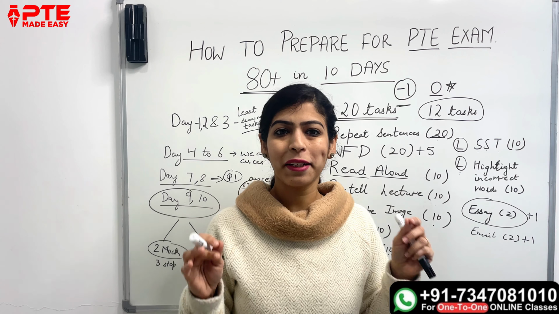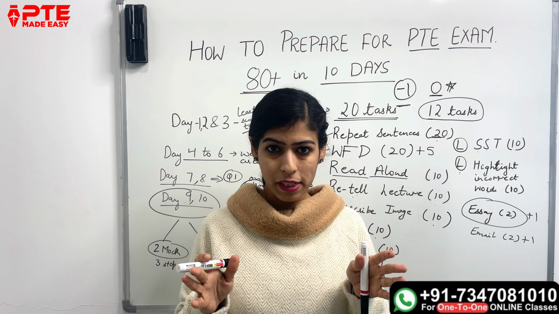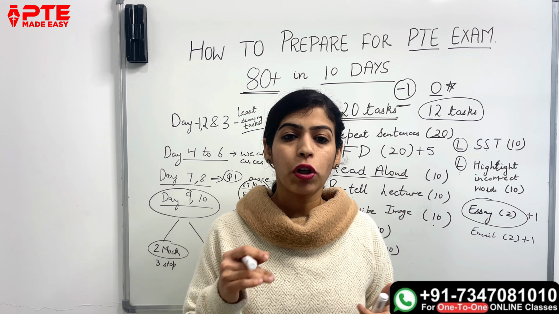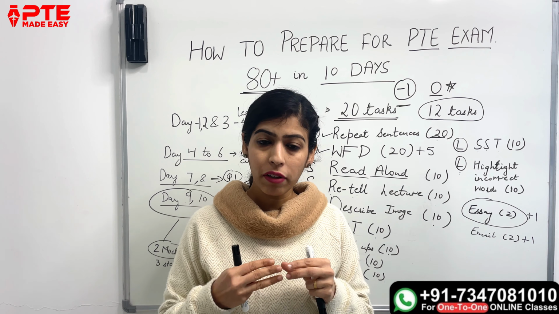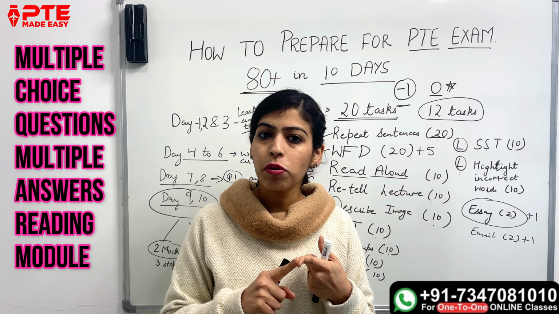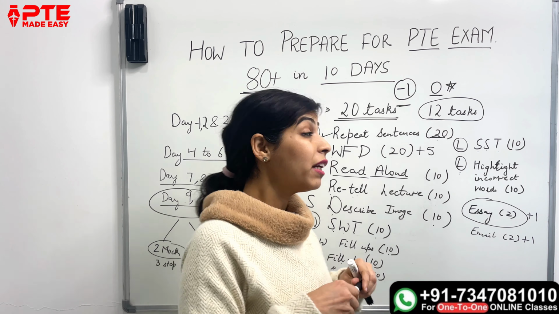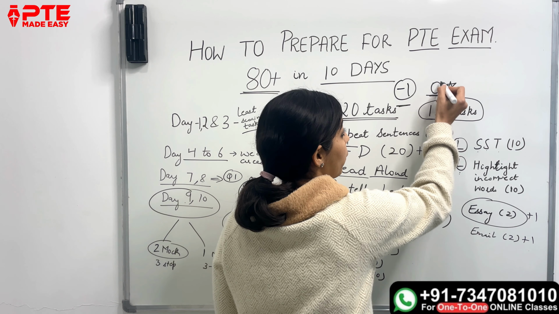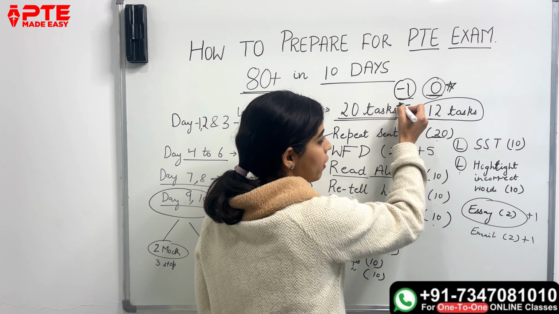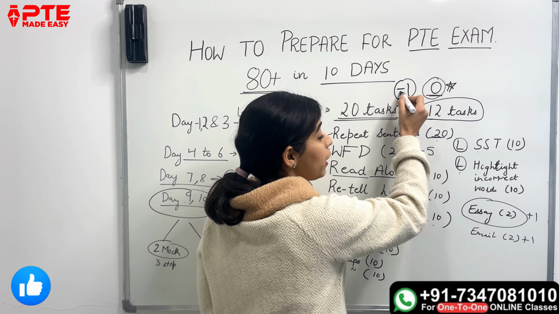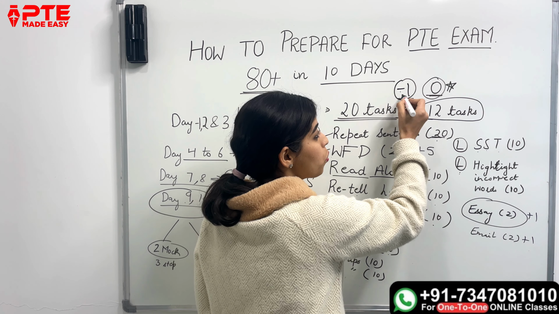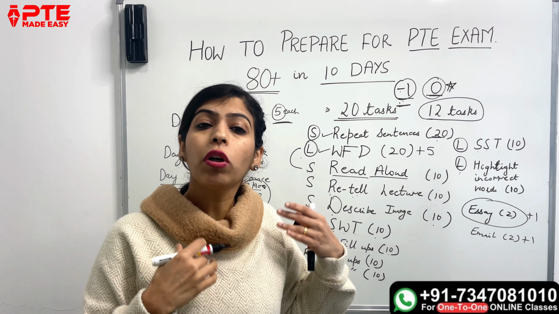Now everything is done. There is one bonus tip at the end, and that tip is not to focus on the negative marking tasks. There are 3 tasks in total which have negative marking. I would suggest you not to focus on those 3 tasks. Multiple choice question, multiple answers. It's better to get a 0 rather than -1. If you do not mark the correct answer, you're going to get -1. So it's better you do not attempt that task.